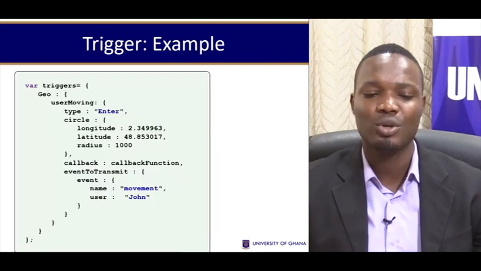Now this is an example showing how you can actually set the parameters of a trigger. Here we have the type being set to enter, and then we have the longitude, latitude, and then the radius. And then we have a callback function, and then the type of event to emit.